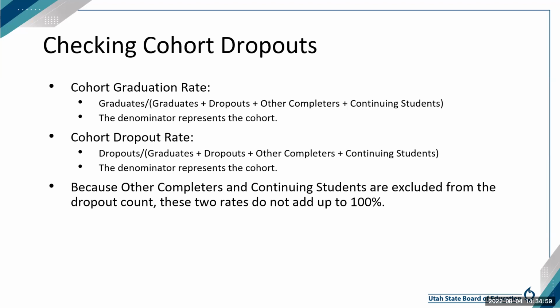All right, so the cohort graduation rate, again, that just shows how it's calculated. The dropout rate here, and because other completers and continuing students are excluded from the dropout count, they will not add up to 100%. Next slide.